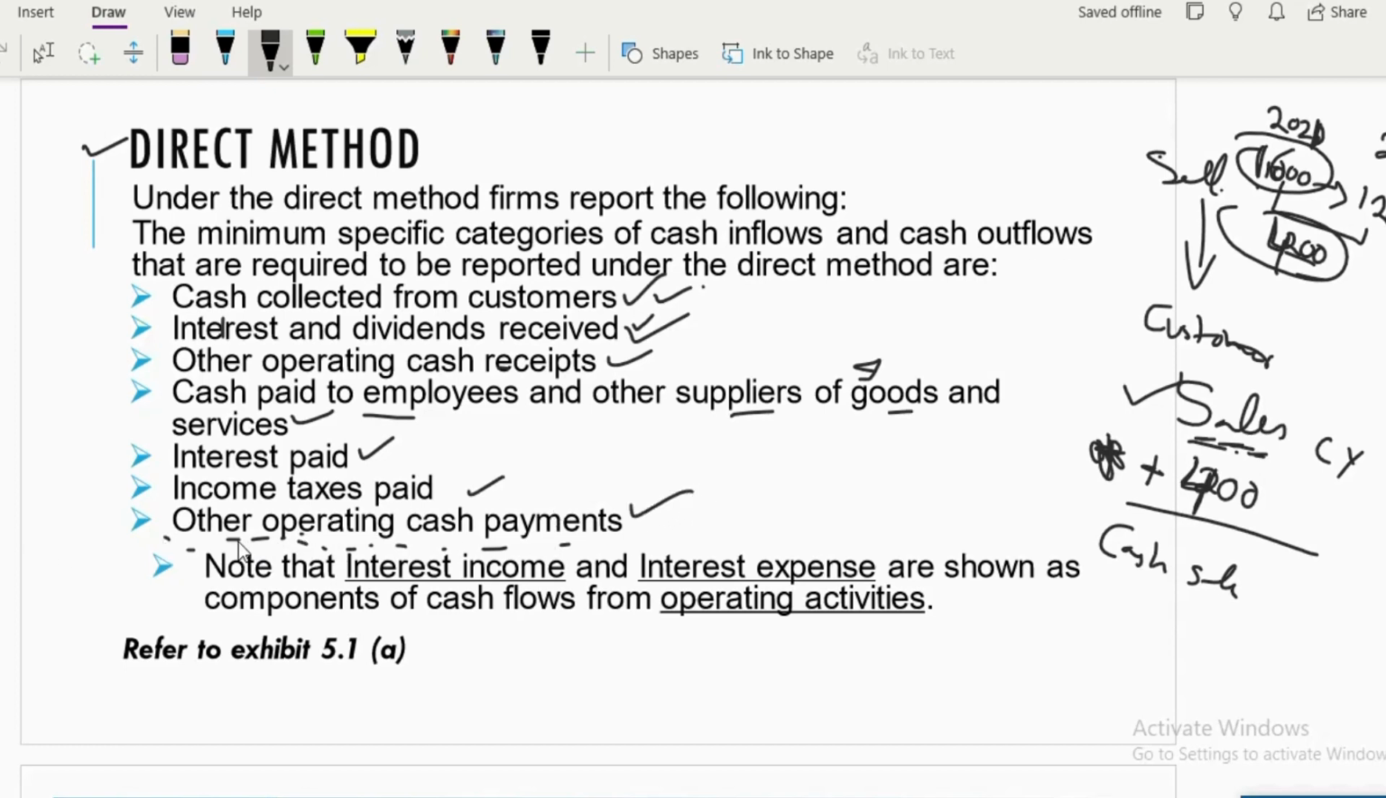So they clearly denote for you that interest income and interest expense are shown as components of the cash flow from operating activities. I also made it very clear for you. So let's have a look at how the cash flow from the operating activity section looks like.